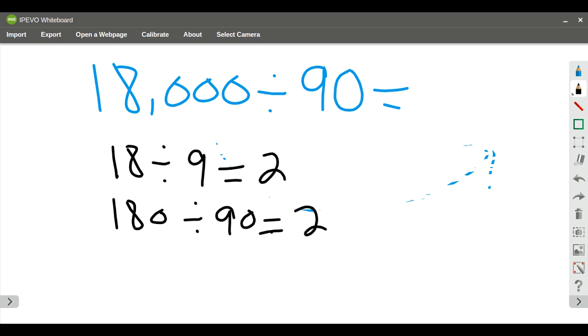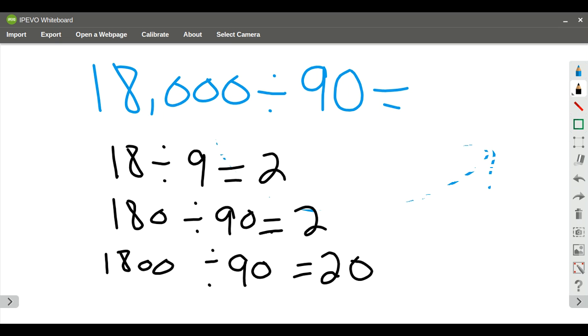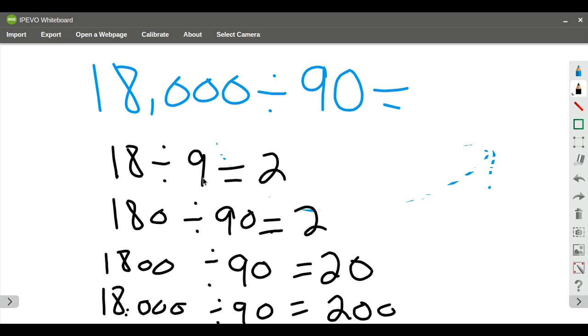But then let's say I'm now going to leave the 90 alone because my divisor is the same. If I have 1,800 divided by 90, my answer is going to be 20. Now, the reason my answer is going to be 20 is because I added on this 0 here. And then if I did 18,000 and I divided that by 90, my answer is going to be 200. So my answer here is going to be 200 because I used my patterns. But I'm going to show you guys another way that's going to be a little bit faster to help you guys think about your answer.